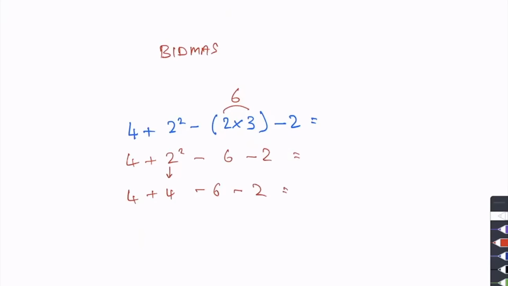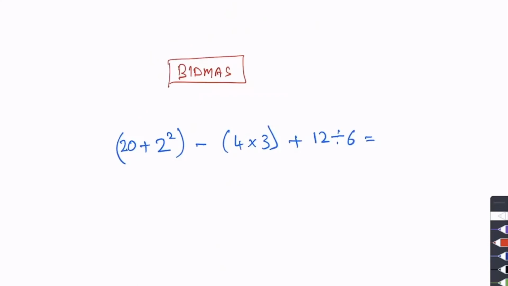Additions or subtraction? Yes, do them in the order you see them. 4 plus 4 is 8. 8 minus 6 is 2. And 2 minus 2 is 0. Okay, let's look at this one. So here we can see brackets, indices, multiplications, divisions, additions, and subtractions.